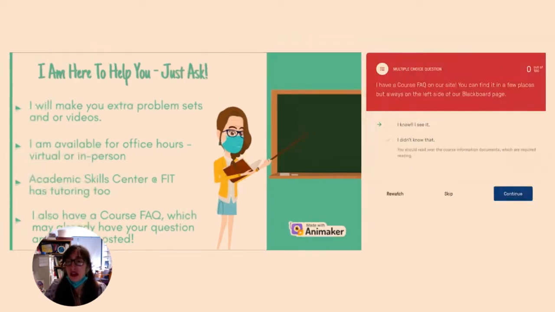And if they click the wrong answer, it'll show up red and it'll have the feedback. So I just wanted to show you. So here, if they pick that they didn't realize something, you should have read over the course information documents, which are required.